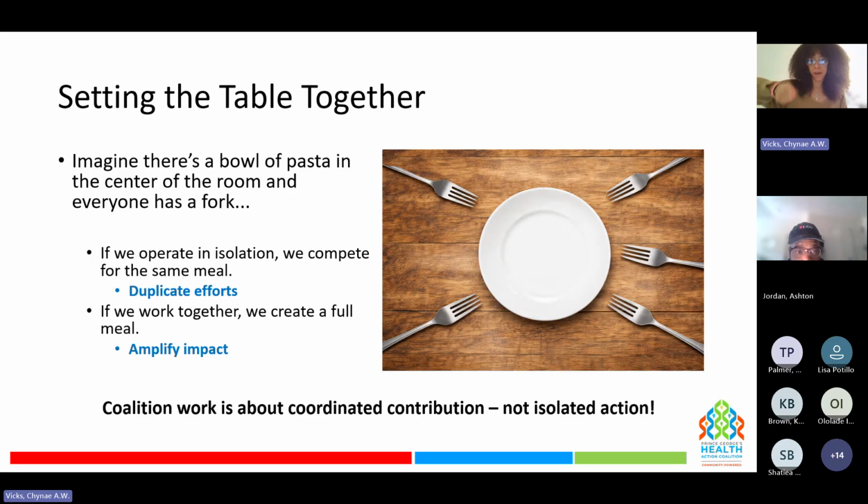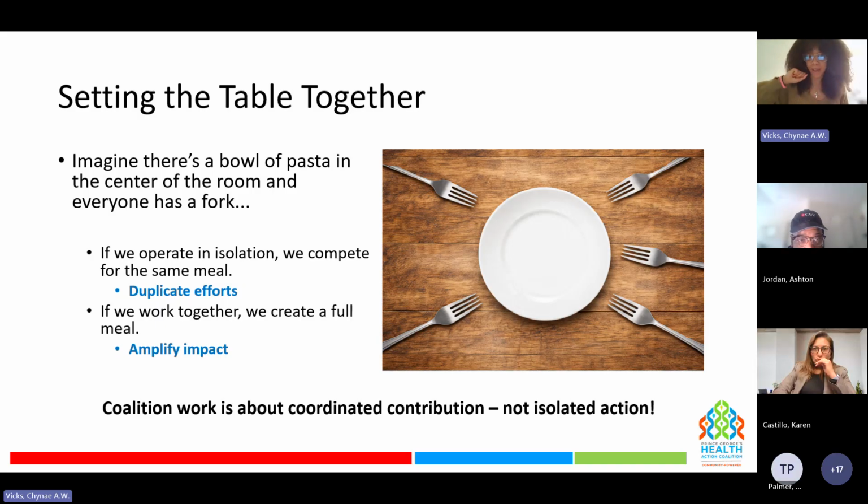Some of us may cut the pasta with our fork first. Some of us may want to scoop it all up and take a bite, depending on how hungry you are, if you have extra napkins, right? And some may not even use a fork at all. Some may be like, you know what, give me a spoon. I'm just so hungry, I'm going to use my hands.